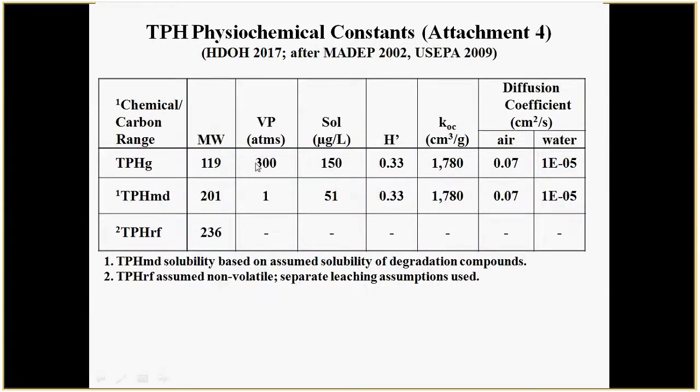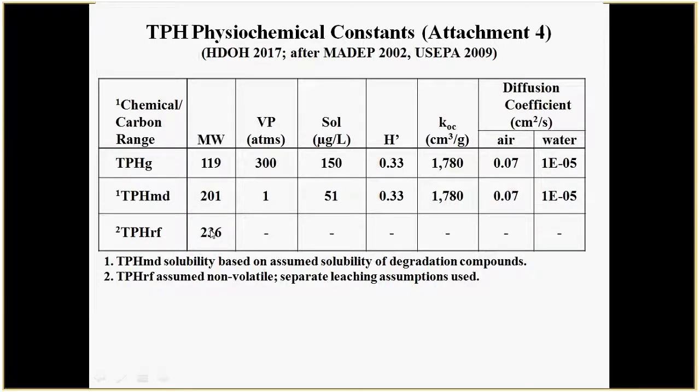I won't go into these in detail, but again, here's for gasoline, middle distillates like diesel, and residual fuels. Here are the weighted physiochemical constants for each of these fuel types: molecular weight, vapor pressure, solubility, Henry's constant, absorption coefficient, diffusion coefficients. All these things are what get plugged into these models to develop screening levels for direct exposure and leaching and such. For TPH residual fuels, we kind of treat it separately. We assume it's not volatile, not mobile.